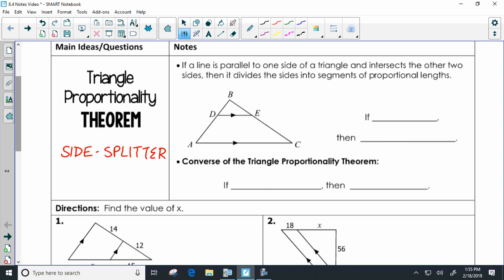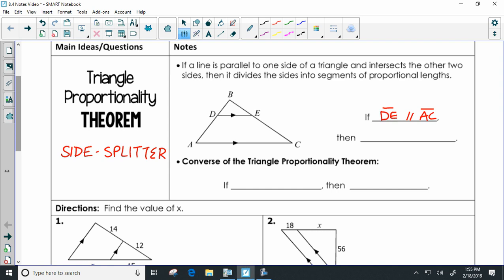It's going to go both ways. The theorem and the converse of the theorem are both true statements. It says if a line is parallel to one side of a triangle and it intersects the other two sides, then it divides the segments into proportional lengths. What does that mean? That means if DE is parallel to AC.